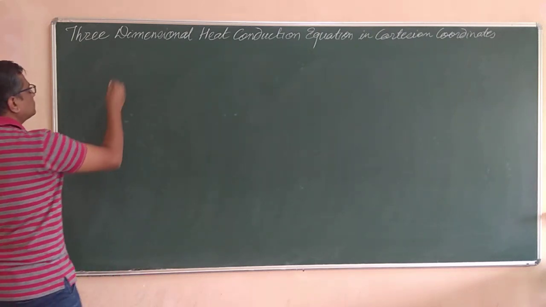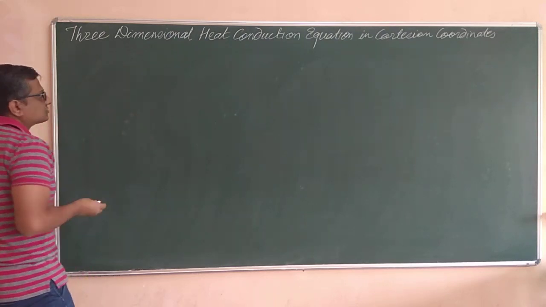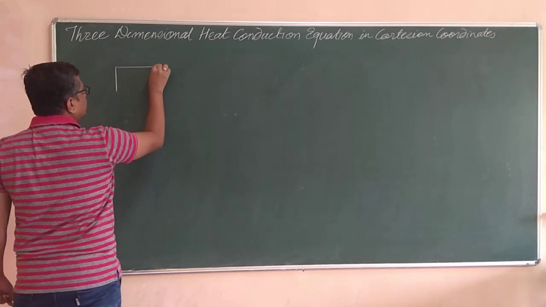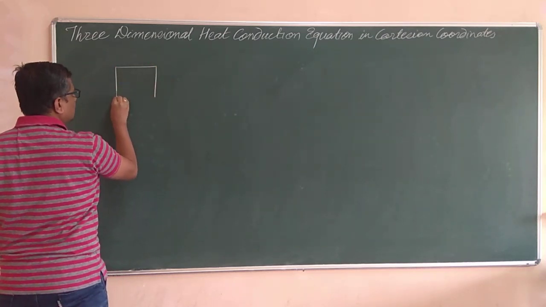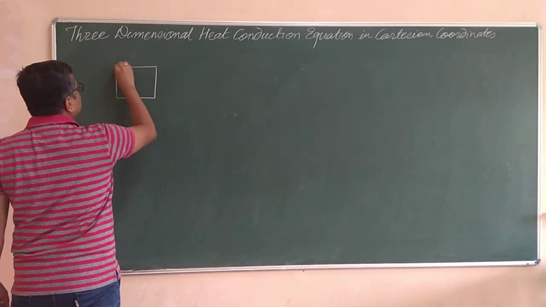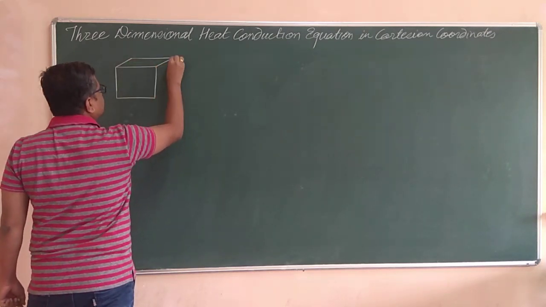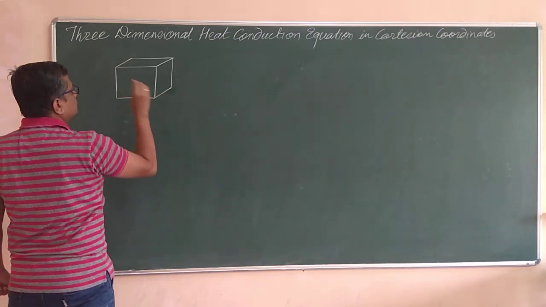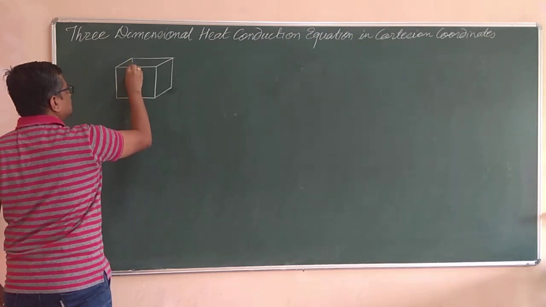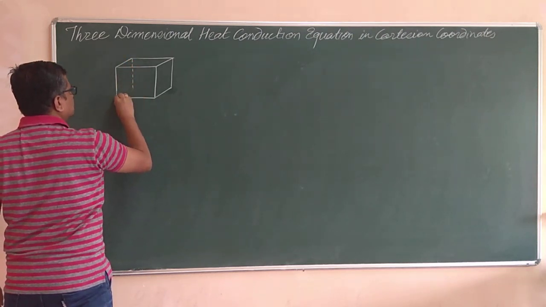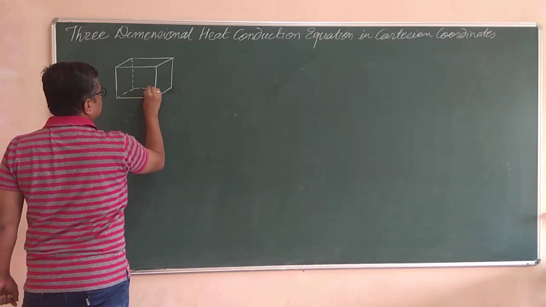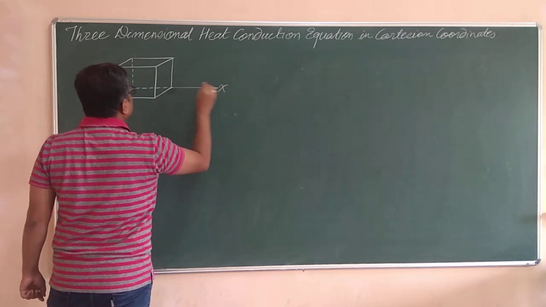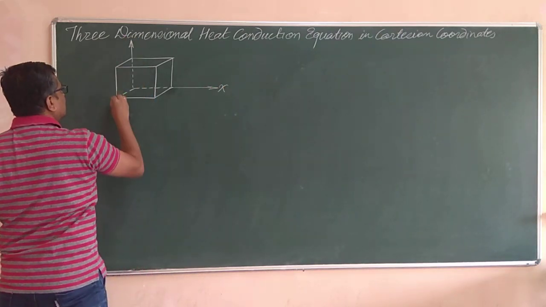Now I am going to take one small element of any heat conduction system. I am going to take one rectangular block, which is very small, whose dimensions are infinitesimally small. Say this is a block, and let us say this is the x-axis, this is the y-axis, and this is the z-axis.